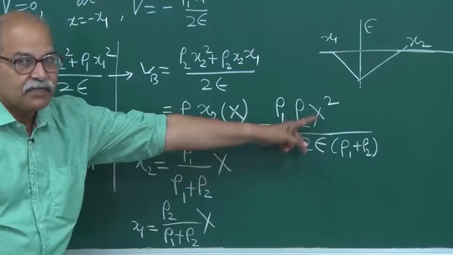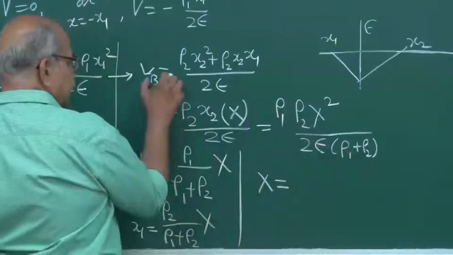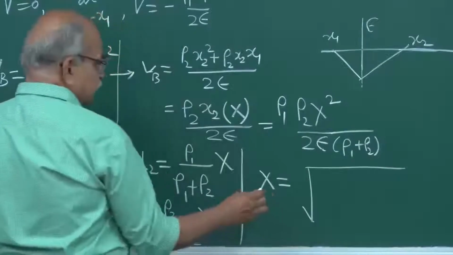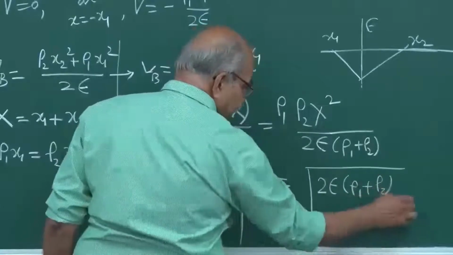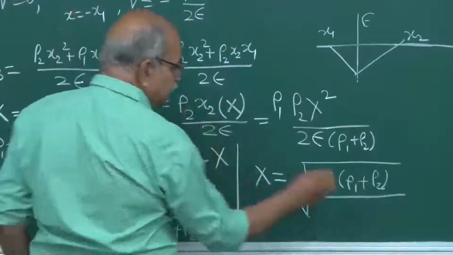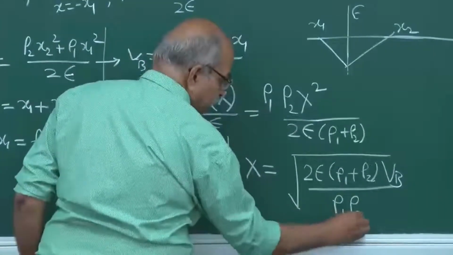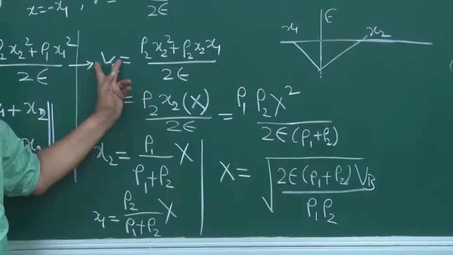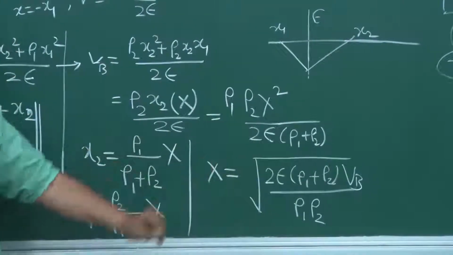So, if you want to write capital X from here, this capital X will be, take this thing here and this thing down and then square root of it. So, it is 2 times epsilon, rho 1 plus rho 2, multiplied by this VB here and divided by this rho 1 rho 2. All right. X square. So this will go here, 2 epsilon rho 1 plus rho 2 into Vb, and then divided by rho 1 rho 2 and then the square root. So this is it.